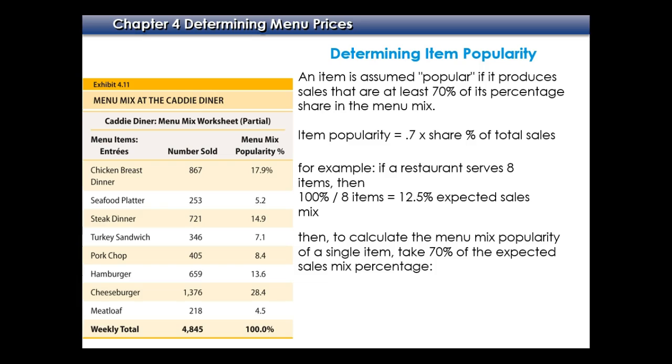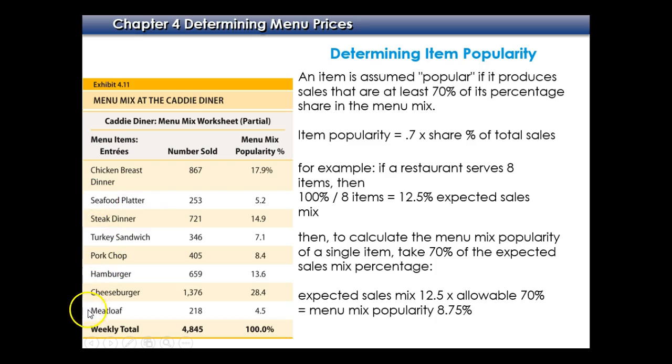And to calculate that menu popularity for an individual item is to take that 70% of the expected sales mix percentage. So you take that 12.5 times 70%, which will give you your index here. So it'll give us an 8.75. So that's our benchmark. That's where we're going to know what's popular.